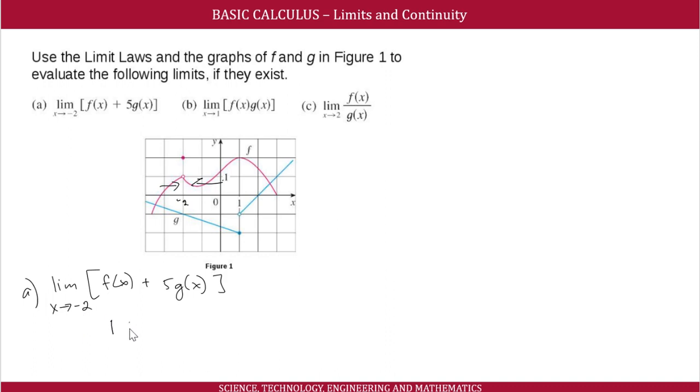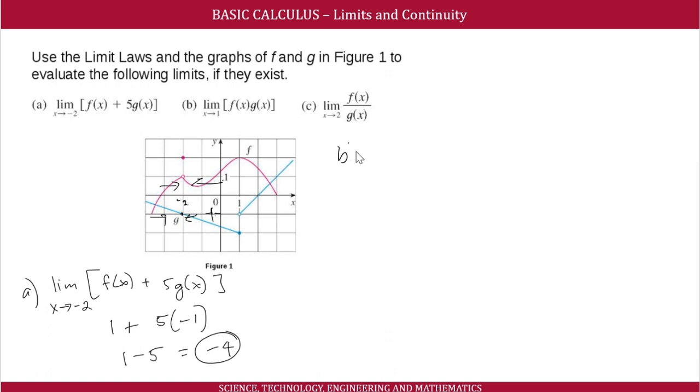So we have 1 plus the limit of g of x as x approaches negative 2. So g of x here, at negative 2, from the left, that is negative 1, right? Then from the right, also negative 1. So we have 5 times negative 1. And that is 1 minus 5, negative 4. So the answer is negative 4.